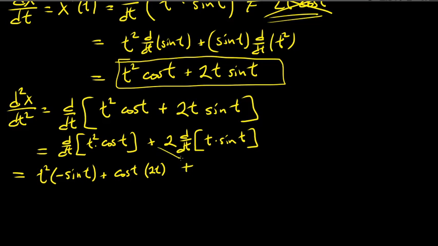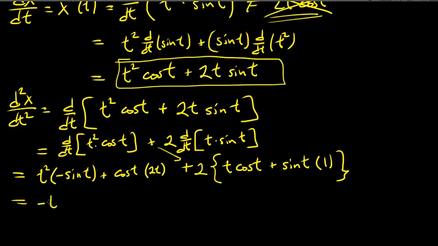Now, this plus here, right? Again, the 2 multiplies everything. And this is still a product, so we need the product rule again. First times derivative of second, plus second times the derivative of the first. Now, the derivative of t is just 1, right? Okay, so that's it. The rest is just simplifying.